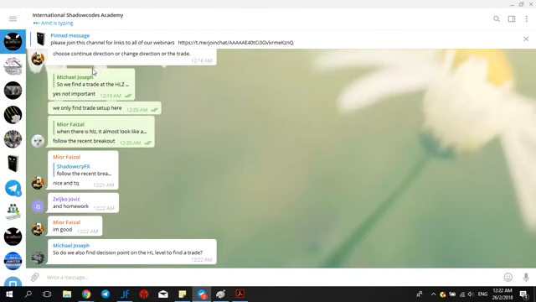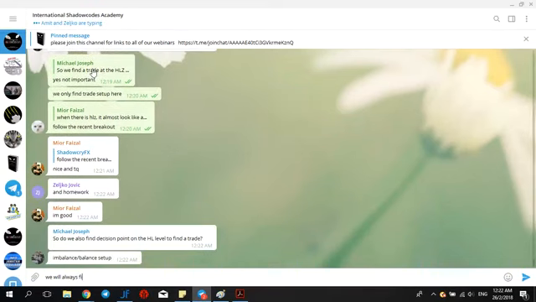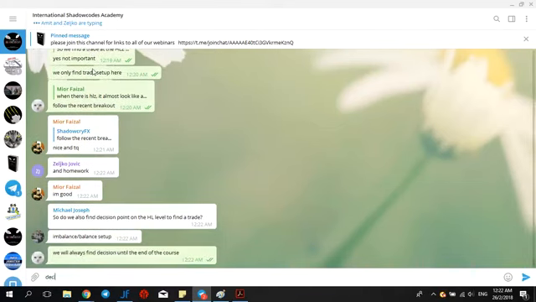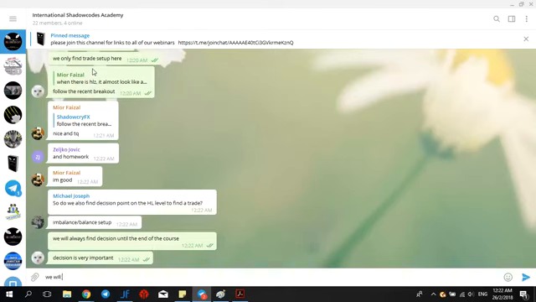So do we also find a decision point on the HL level to find a trade? We will always find decision points until the end of the course. Decision is very important. We will use it every time.